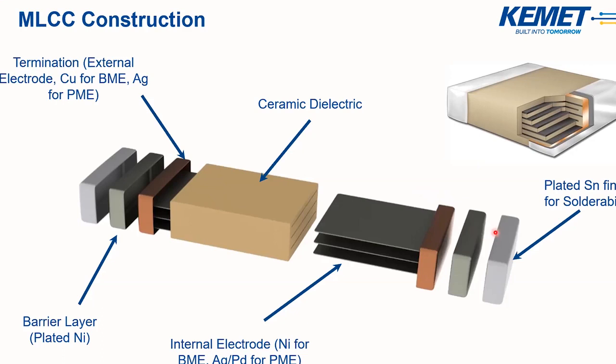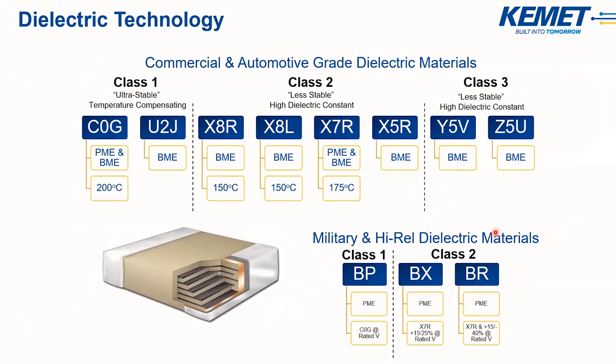The nickel layer is essentially to prevent dissolution of the termination during the soldering process. Now, MLCCs are manufactured using a variety of dielectric materials. We categorize these dielectrics into 3 classes, which refer to the capacitance stability over temperature. This slide shows some of the dielectrics that KEMET offers.